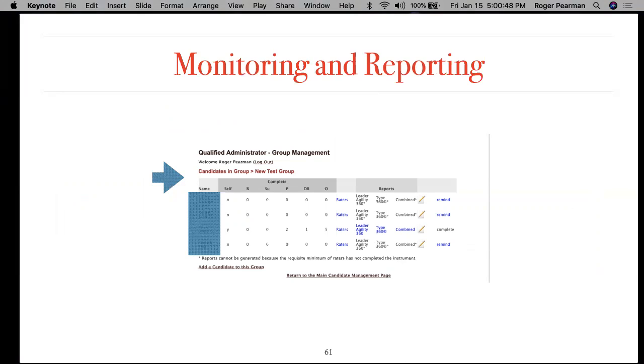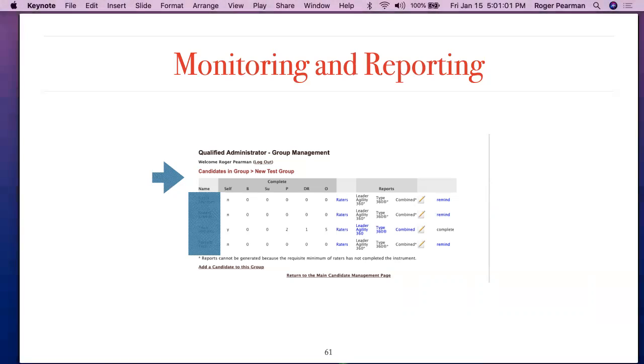And when it's done, when there are enough people who've done the rating, as you see here in the third entry, it says complete, and you can then click on Leader Agility, which is highlighted, to get a Leader Agility report, or Type 360, or combined to get a combined report.